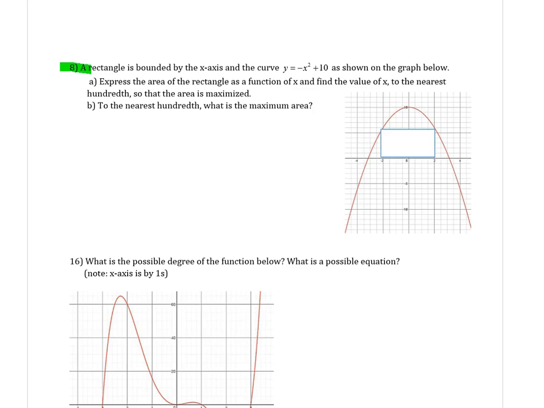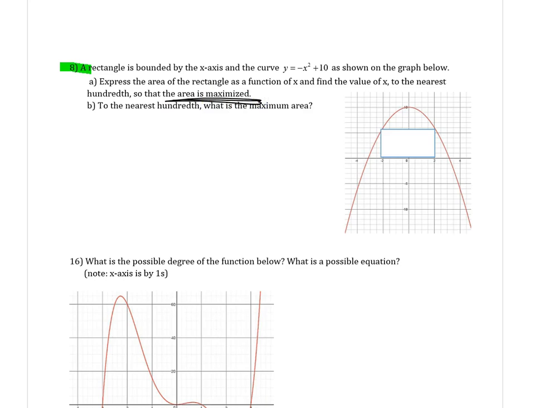Okay, the last problem I'm going to talk about in our packet here is number 8. A rectangle is bounded by the x-axis, and the curve y equals negative x squared plus 10 is shown in the graph below. So here's my parabola. I have a rectangle that's contained under it. I want to express the area of the rectangle as a function of x and a value of x to the nearest hundredth so that the area is maximized.